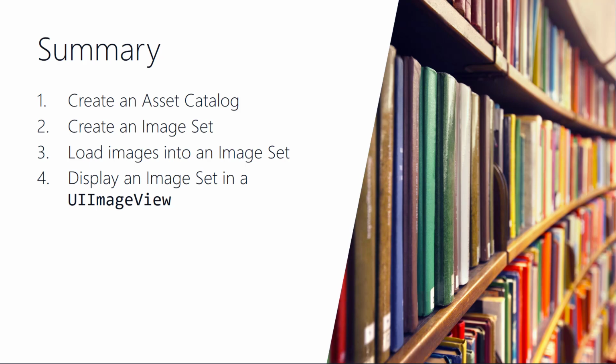So in this last section, we looked at how we can create an image set inside of an asset catalog to help us organize our multi-resolution images. And this was better than using the file naming convention, because with that, you could easily make a mistake because everything's based off of some strings. We also looked at how we can display an image set inside of a UIImage view.